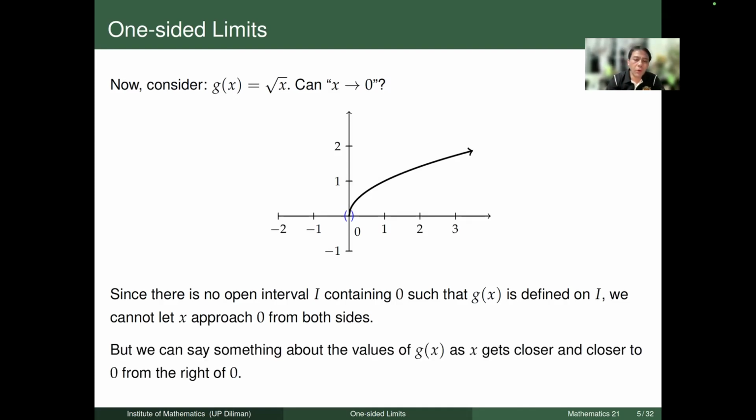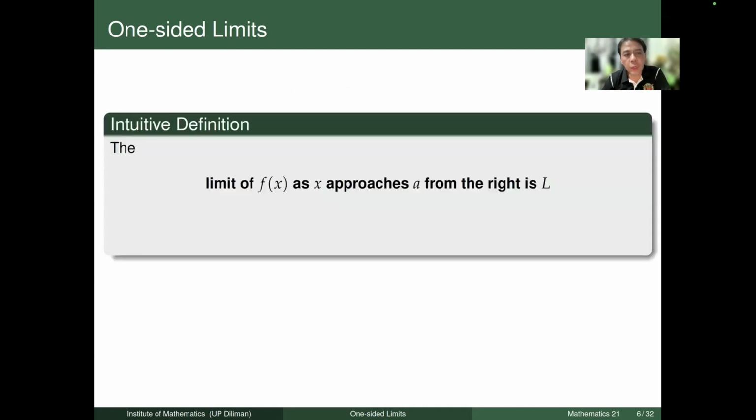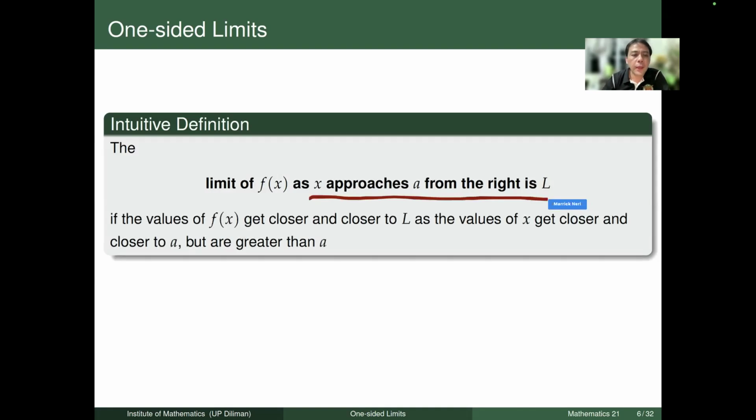However, if we only restrict the values of x greater than 0, then we can say something about the limit of g of x when x gets closer and closer to 0 from the right, or from values of x greater than 0. So this is our intuitive idea. We say that the limit of f of x as x approaches a from the right is L if the values of f get closer and closer to L as the values of x get closer and closer to a, but are greater than a.